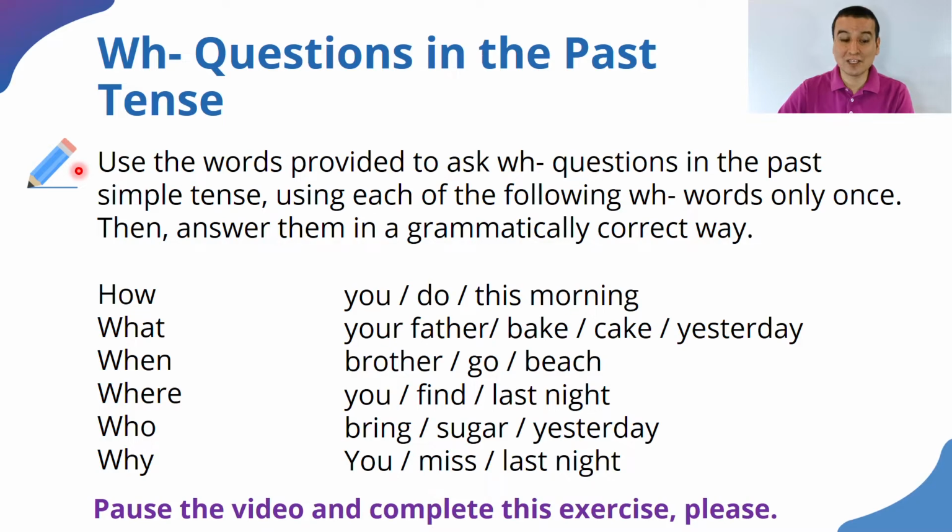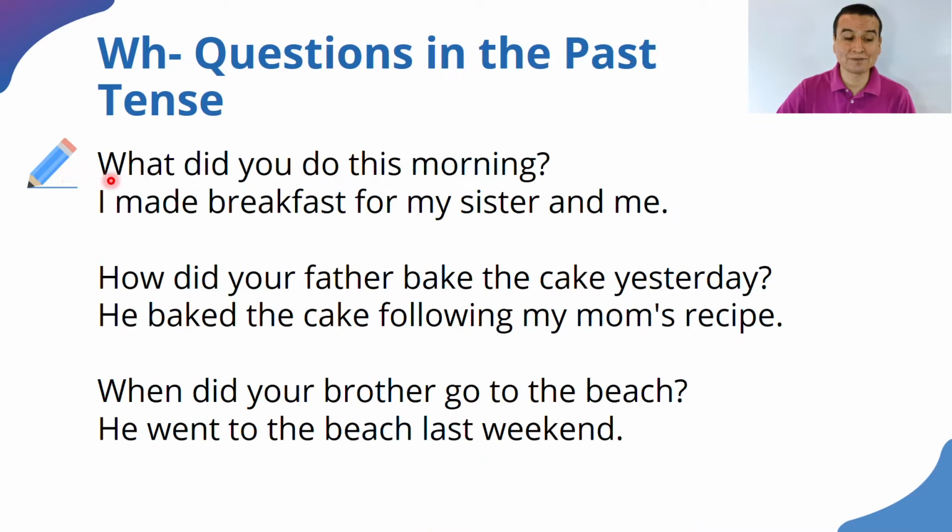All right, I hope that you did it. And for these words, actually it's not three sets of words. This set of words is composed of three parts. Let's say you, do, and this morning. We have this sample question. What did you do this morning? All right. And a sample answer could be, I made breakfast for my sister and me.